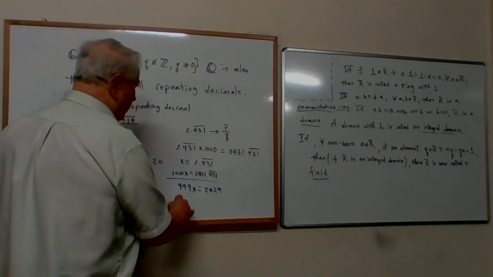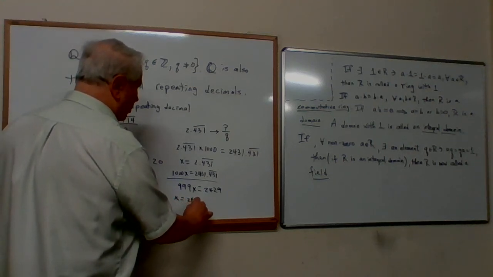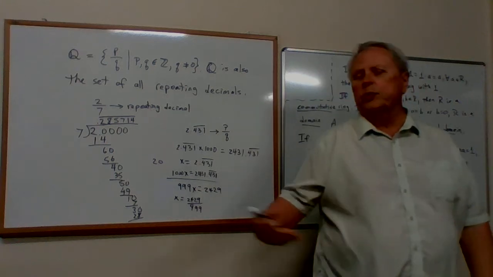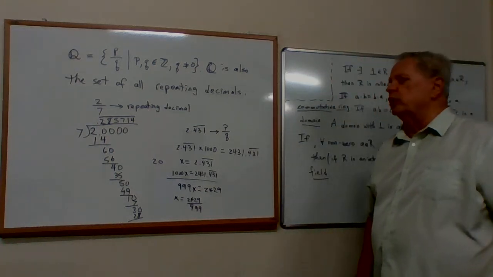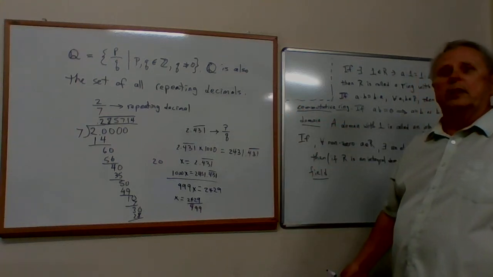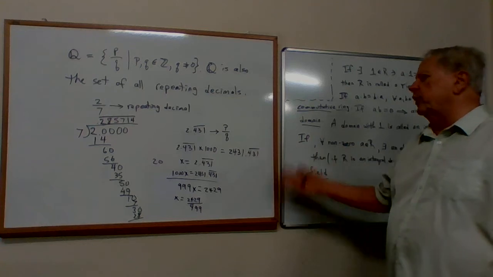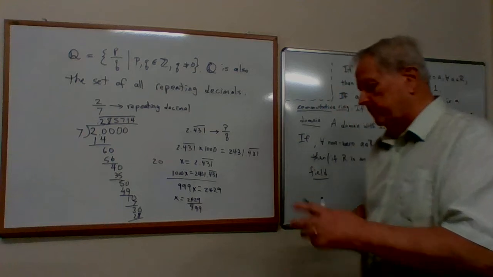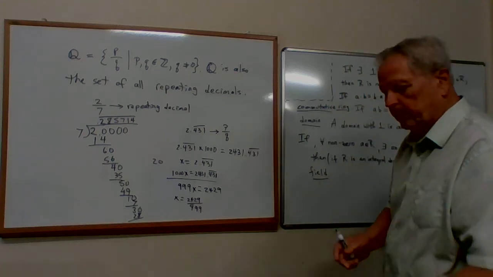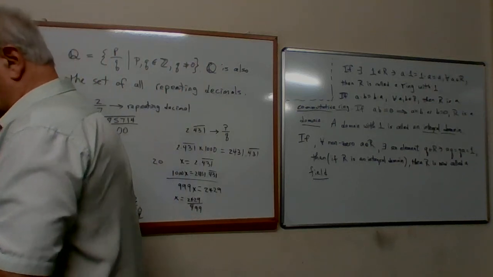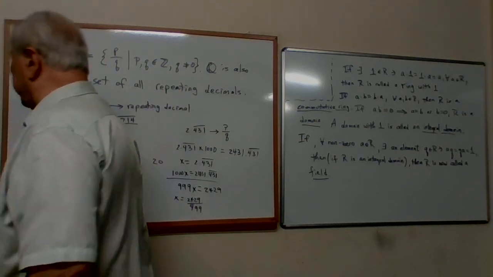So x is equal to 2429 divided by 999. And so I've turned this repeating decimal into a fraction. You can always do that. So fractions into repeating decimals, always. Repeating decimals into fractions, always. And that's the process. Now, let's do a little more erasing, and let's talk about the rational numbers a little further.